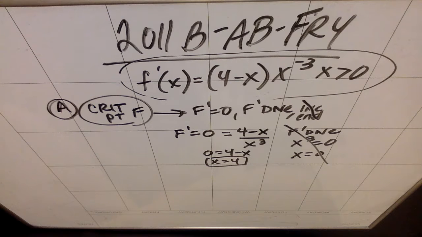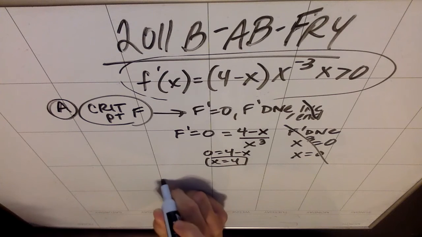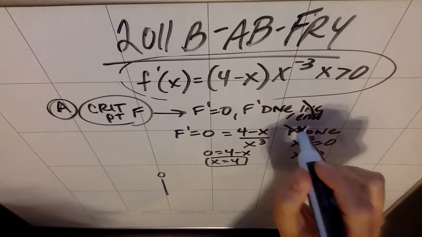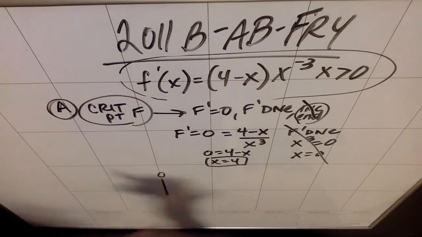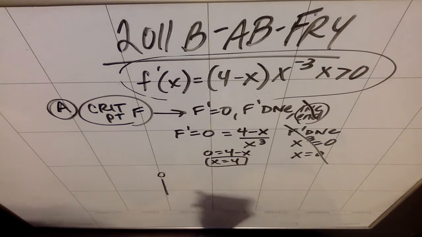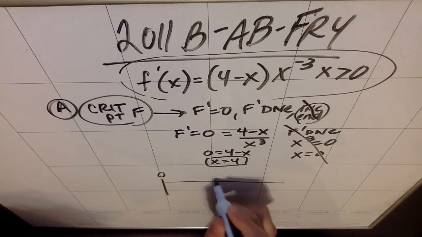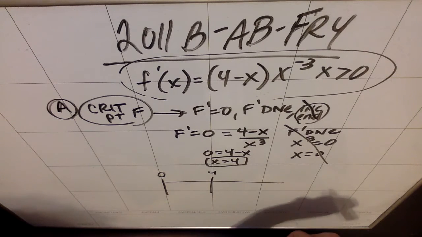Now to figure out if I have a max, min, or neither, the easy way is to make an f prime sign chart. I know that I do have an endpoint at 0, so technically 0 does show up on my sign chart in the sense that there's nothing before 0, because f prime only exists after 0. So I have 0, and I have this other critical number that is 4.